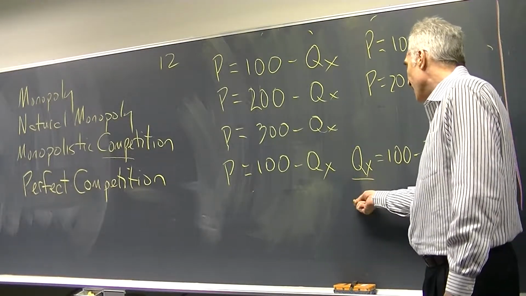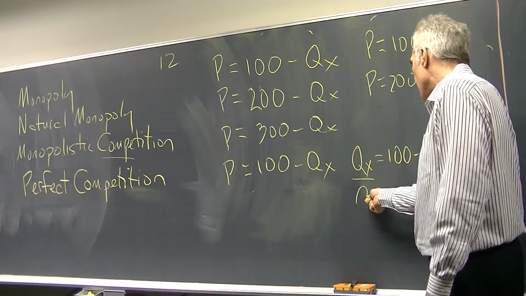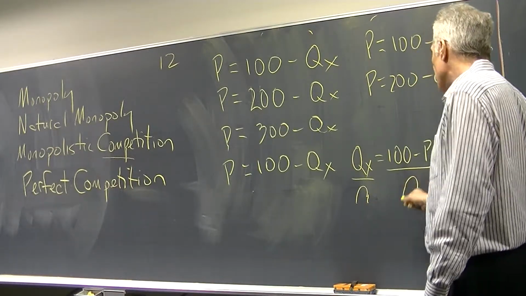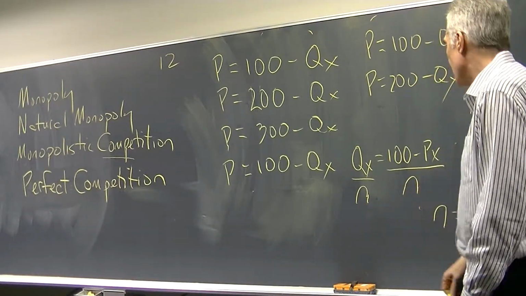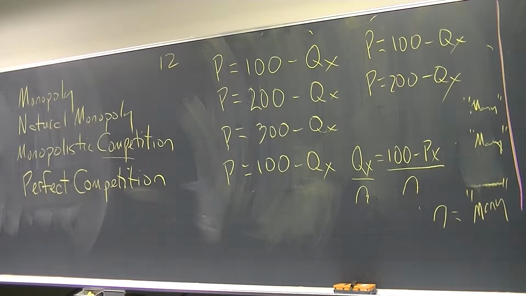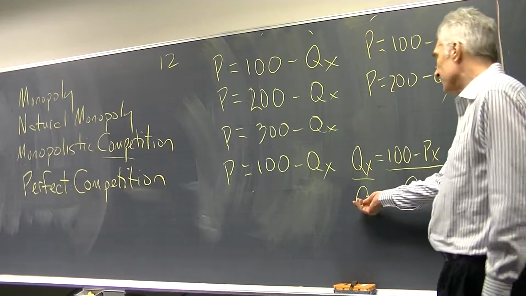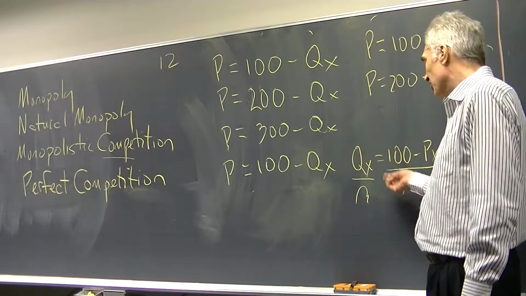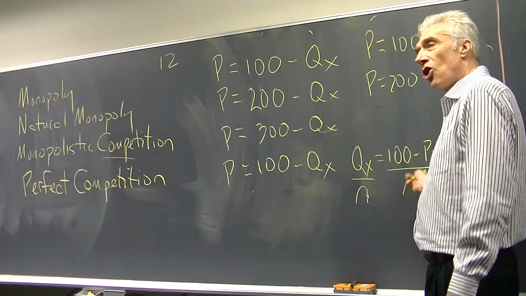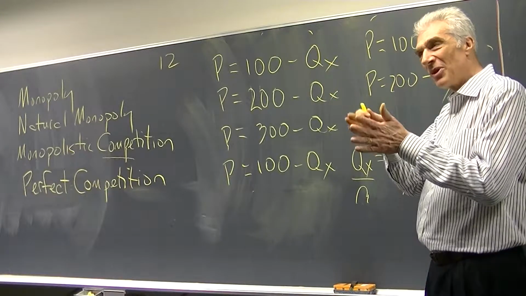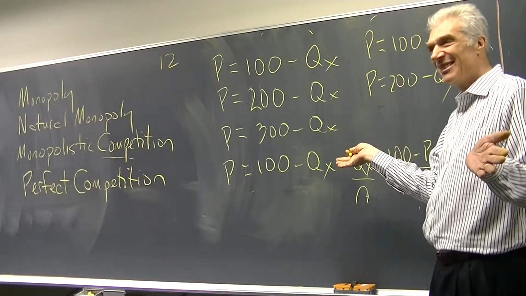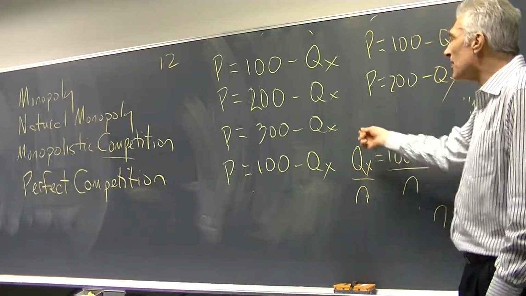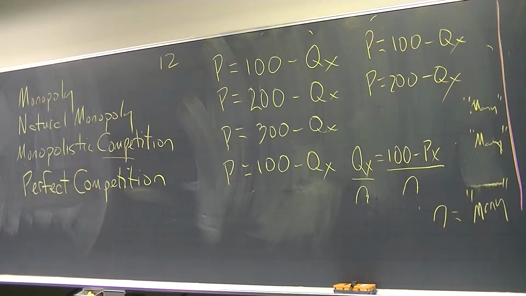So divided by N. Divide both sides by N. That's the single firm. That's going to be a large number, small total output relative to the total market. That's it. Now, monopolistic competition is a bit more complicated.